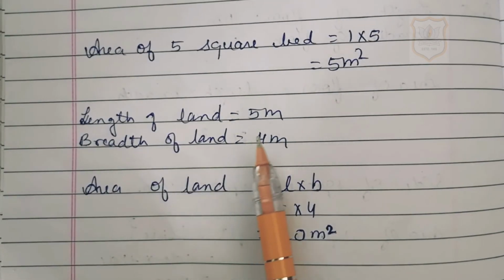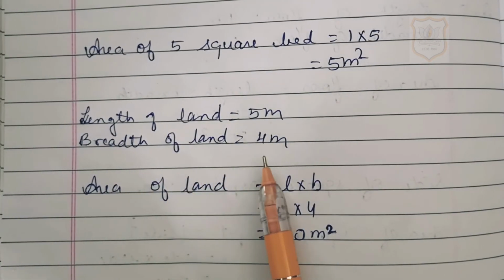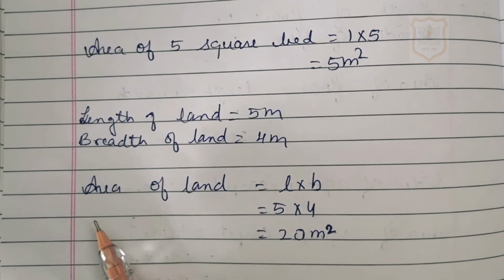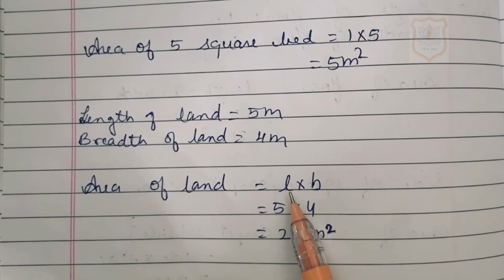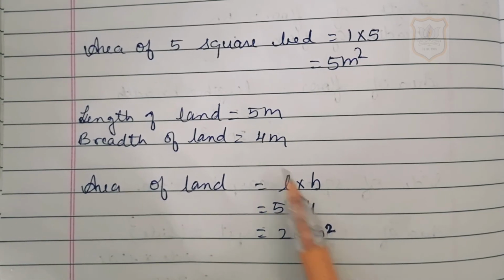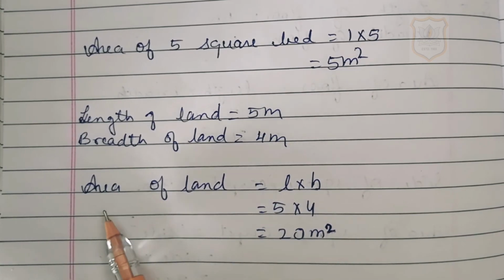Length of the land is equals to 5 meter and breadth of the land is equals to 4 meter. It's given in the question. First we will find out area of land. To find out the area of land, the formula is length multiplied by breadth. Now in the place of length we will write 5 and in the place of breadth we will write 4. 5 multiplied by 4 is 20 meter square. So area of land is equals to 20 meter square.